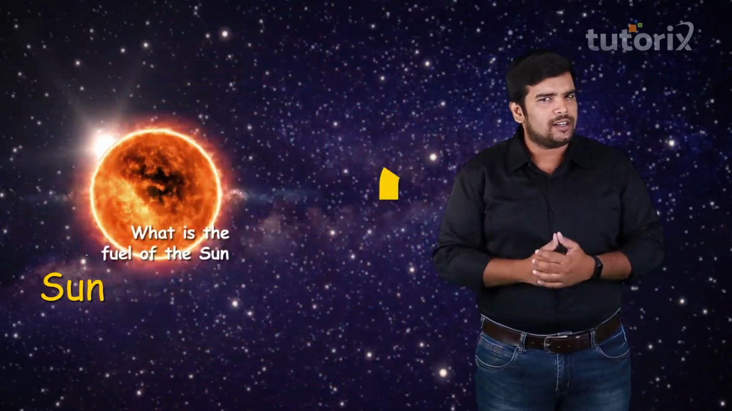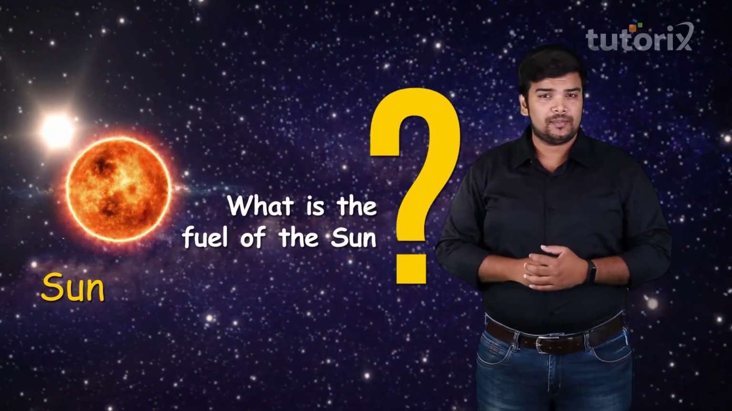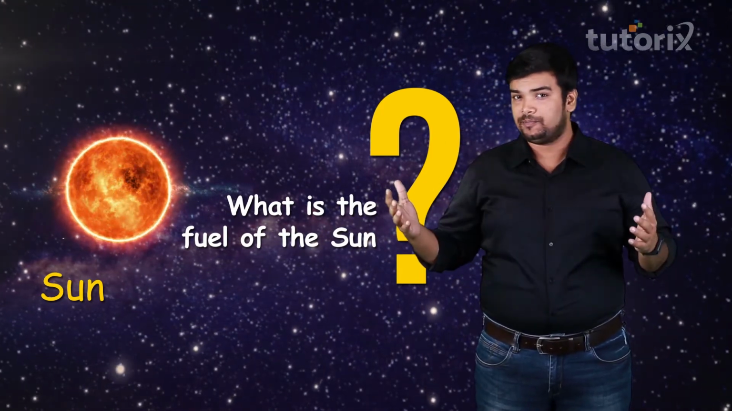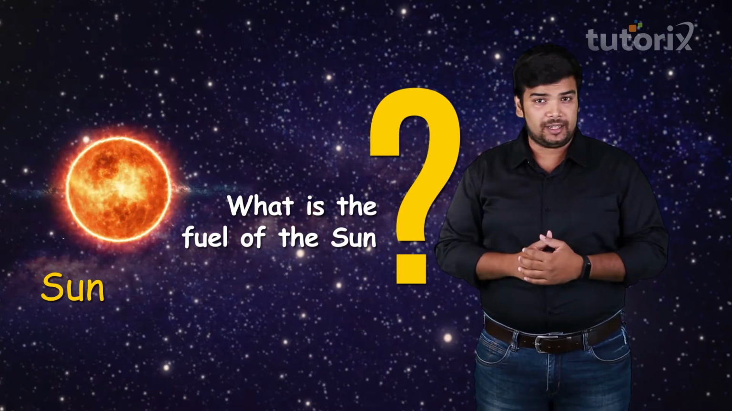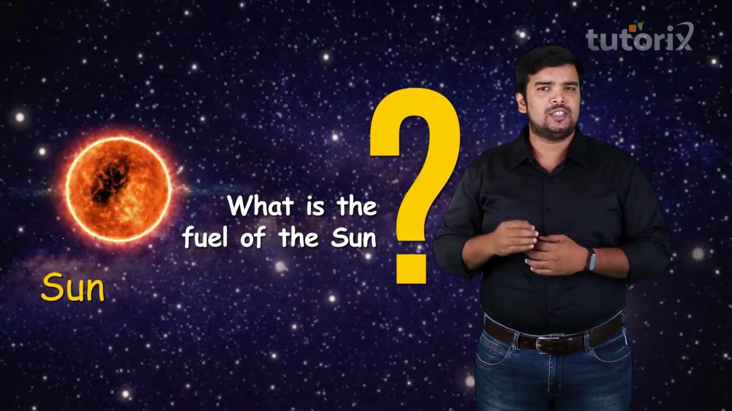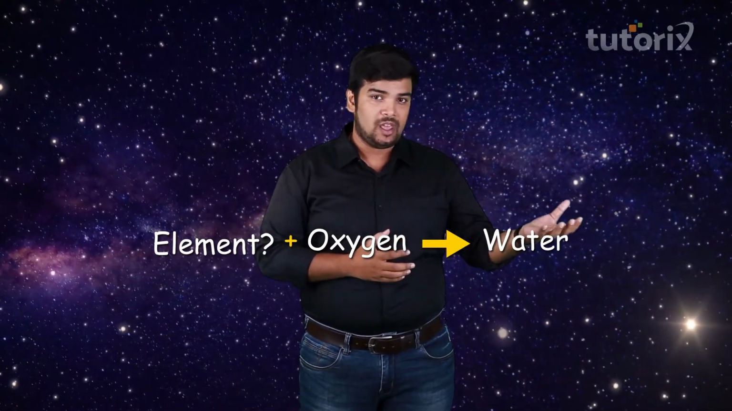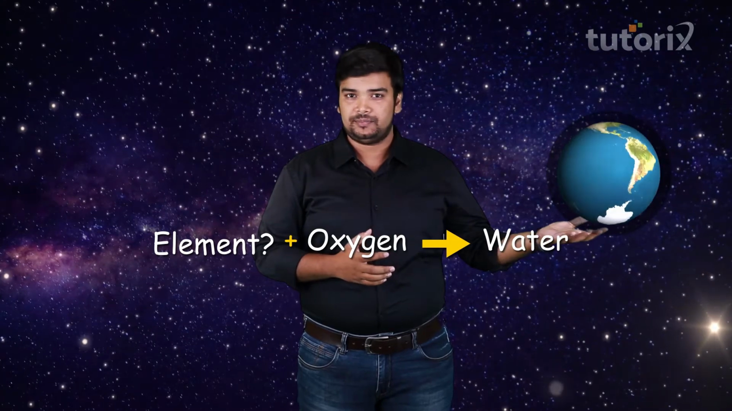Well, have you ever wondered what is the fuel of the sun? What keeps the sun burning for several billions of years? Well, it's a special element. And this element is present in every star in the universe. And this element is abundant up to 70%. And when this element combines with oxygen, it makes up water, which is the lifeline of Earth.